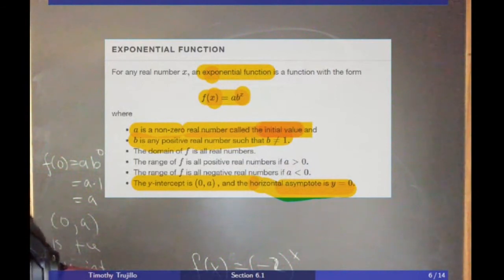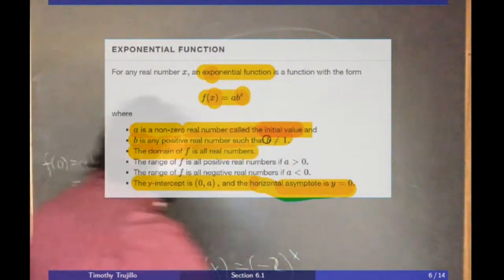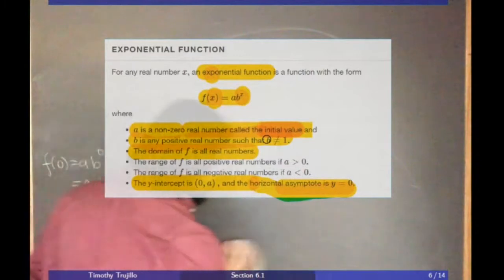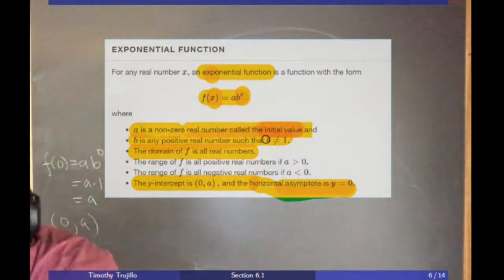If we keep this restriction that b is positive, we can be assured that the domain of any exponential function is all real numbers. If we throw out the cases where the base might be a negative number, then things are a bit more straightforward and the domain is all real numbers. And so we'll keep to that situation.